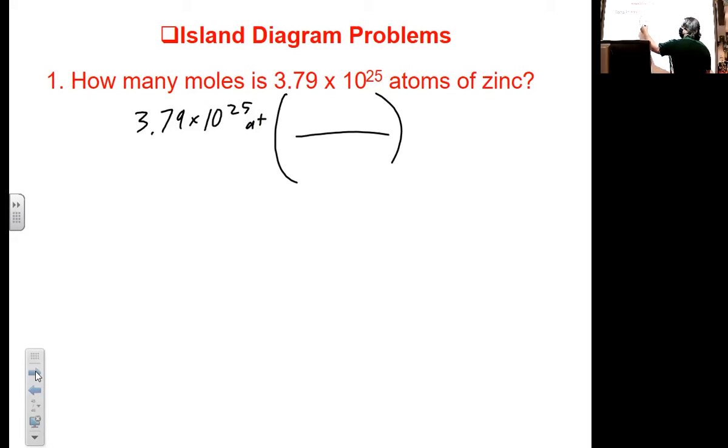Anytime you got something that you don't want, you put it on the bottom. And then you read the question, what do I want? I want moles. Now we just put a number that converts one thing to another. Let me give you a hint. Anytime you're talking moles, you only have one, until way later in the year. Anytime you're talking moles, you're converting to or from one mole. And for atoms, what's my magic number? 6.02 times 10 to the 23.